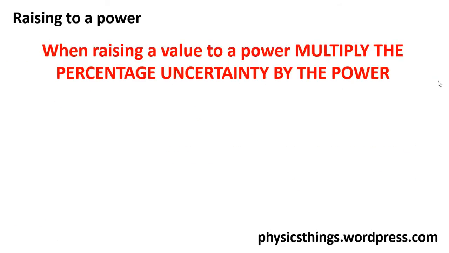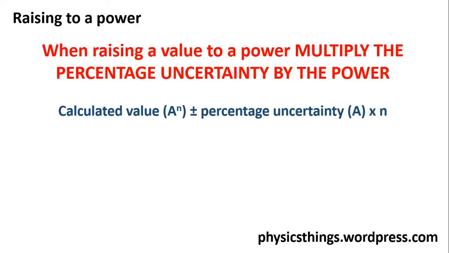So basically what that boils down to is when you raise a value to a power, you multiply the percentage uncertainty in that value by the power. And it might be worth noting in this situation that we ignore constants.